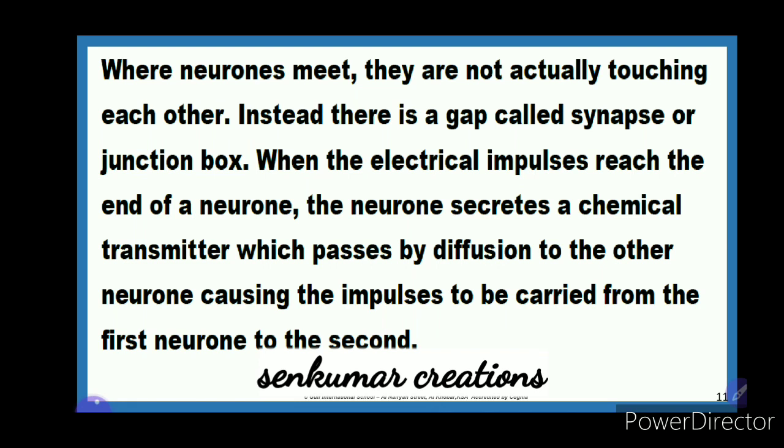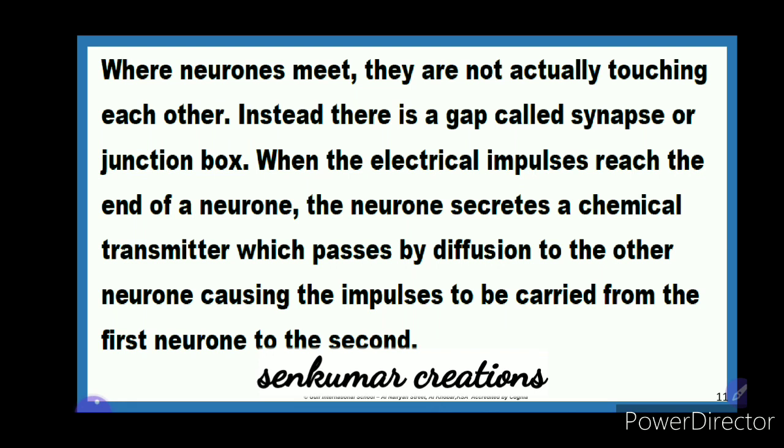Where neurons meet, they are not actually touching each other. Instead, there's a gap called a synapse or junction box. When the electrical impulse reaches the end of the neuron, it secretes a chemical transmitter which passes by diffusion to the other neuron, causing the impulse to carry from one neuron to the second. So neurons are not meeting one another exactly; there is a gap between one neuron and another, which we call a synapse or junction box.